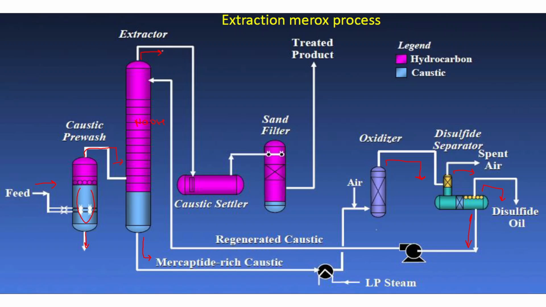And the lighter products, which also contain some amount of NaOH, go through caustic settling. Then, by passing through the sand filter, any remaining caustic or NaOH solution is removed, and we get the lighter product from here.